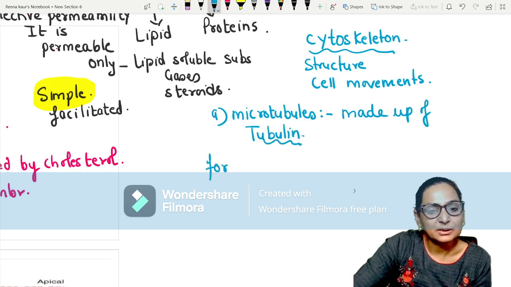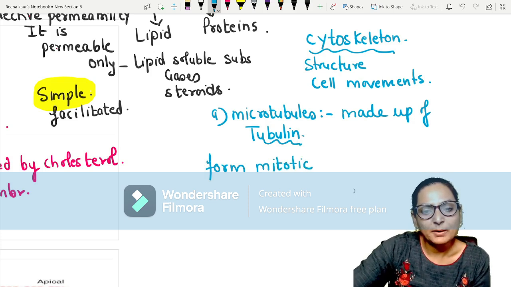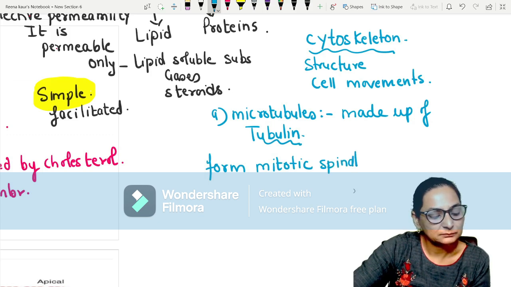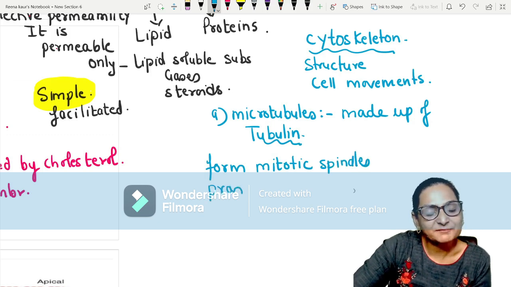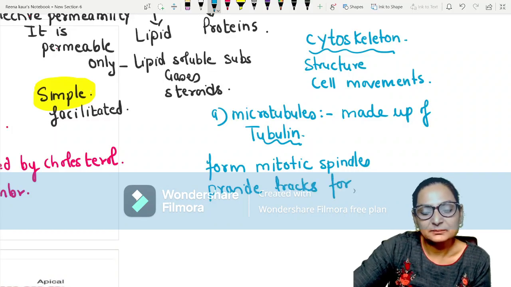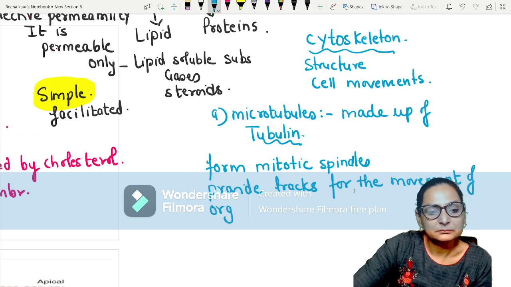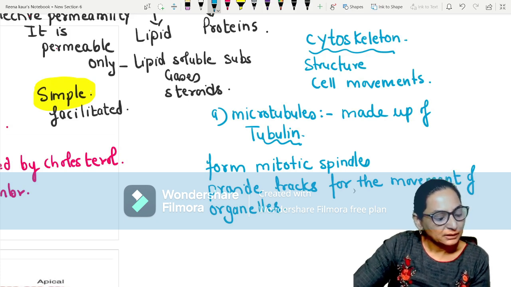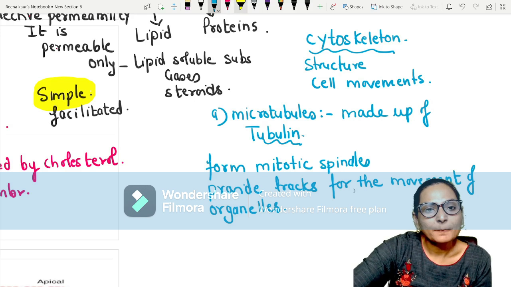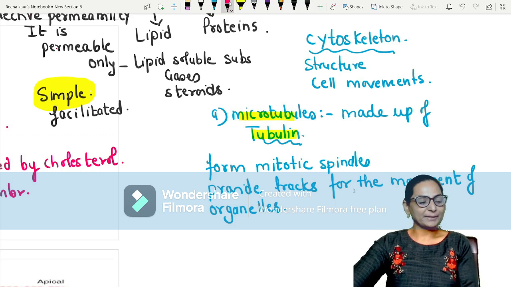And what is their function? They form mitotic spindles, and they provide tracks for the movement of organelles. So these microtubules, made up of tubulin, and very important, they form mitotic spindles.